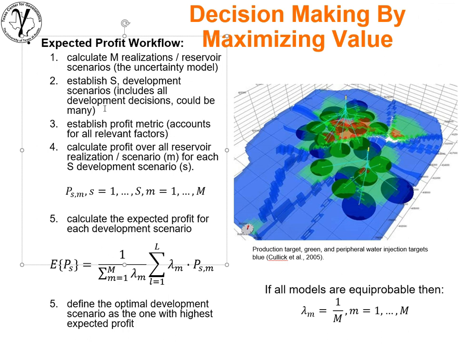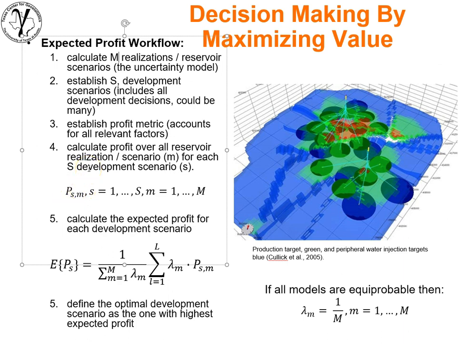That's the best way to do this. Don't stop early. Then once we have the profit metric, we calculate the profit over all of the models, little m, realizations and scenarios, for each of the developmental scenarios. Okay, so the result is that we will have a profit for each combination of model and scenario.